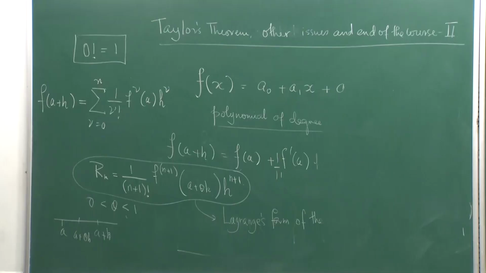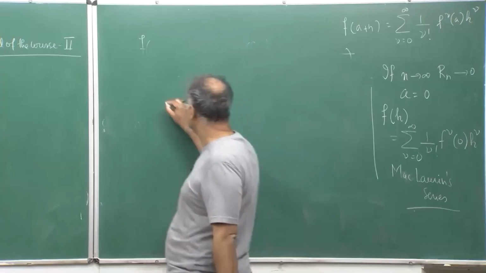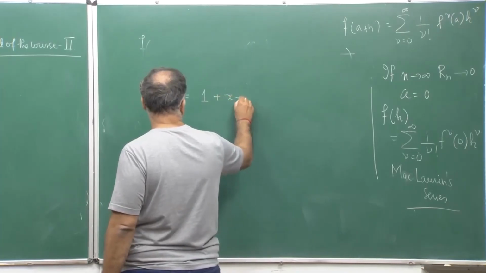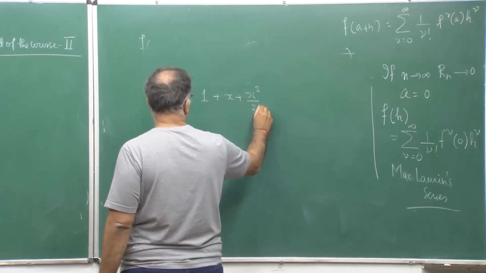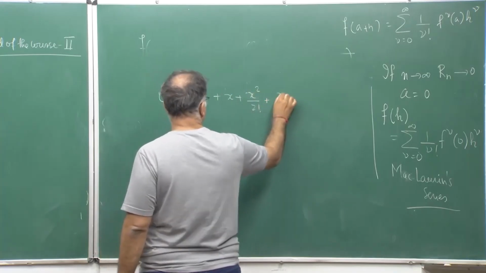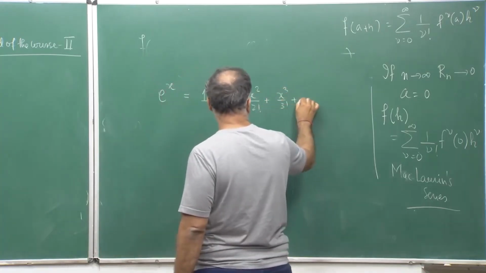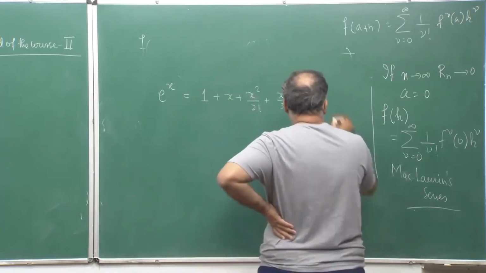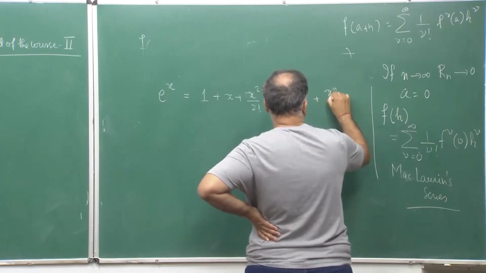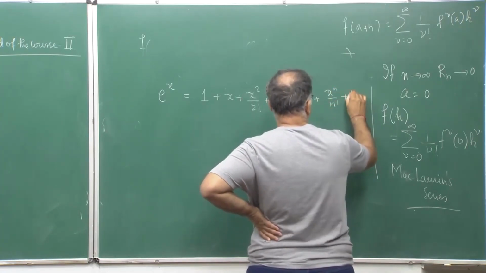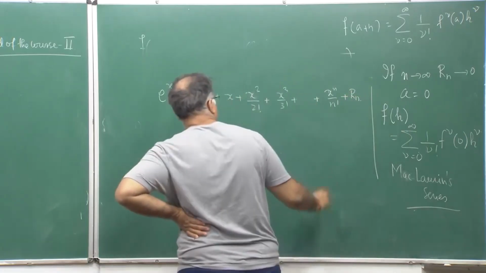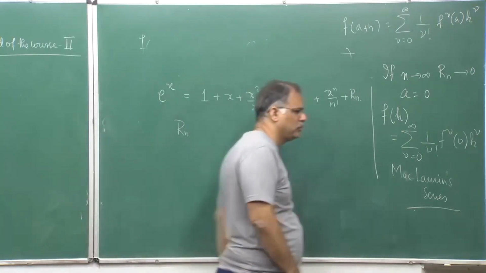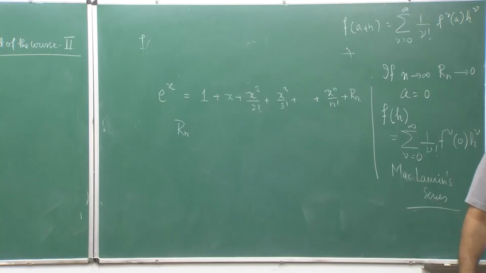So if I take e to the power x, e to the power 0 is 1, plus x square by factorial 2, plus x cube by factorial 3, plus the last term x^n by factorial n, plus R n x, or R n if you want to call it, because we are choosing that particular x. So, what is this R n?